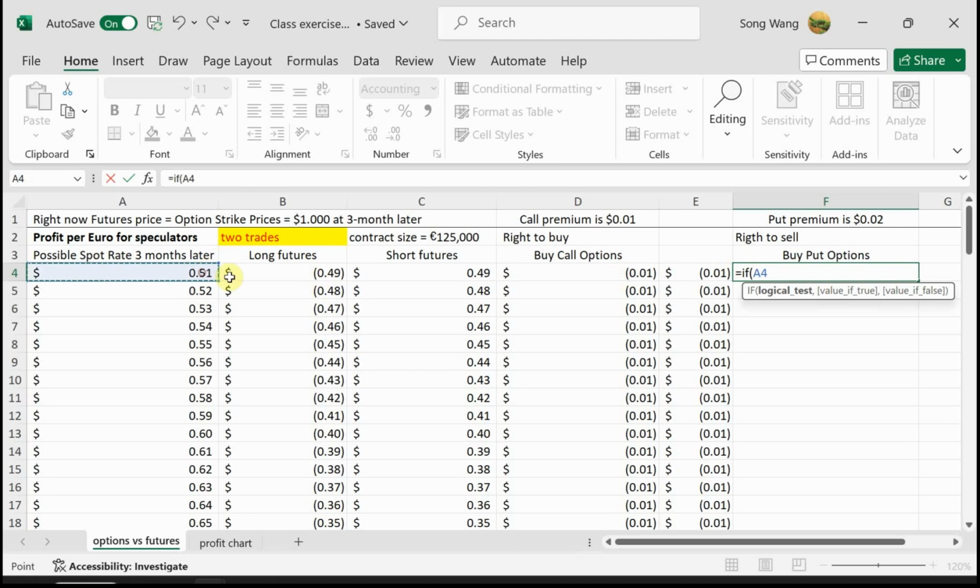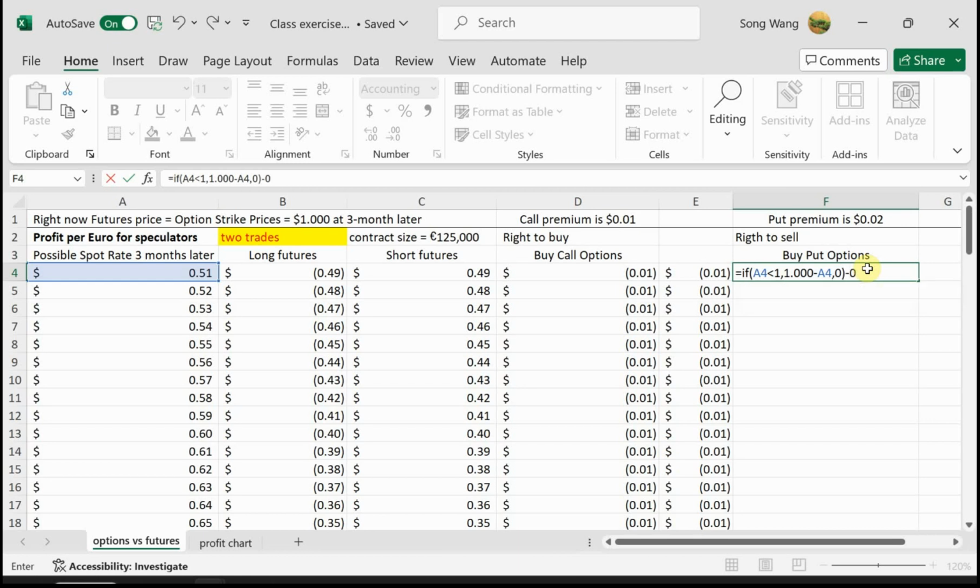If the spot rate is less than $1, then you will need to exercise the put option by selling at the strike. When you sell at the strike, you earn $1.000, and then you will need to simultaneously buy 125,000 euros from the spot market at a lower price. That's how you make profit, and that is only conditional on the comparison of the spot rate against the strike price of $1. Otherwise, you do nothing, and then you will have zero payoffs. You don't exercise the put option, you have zero payoffs.